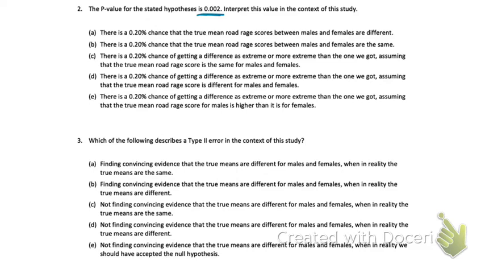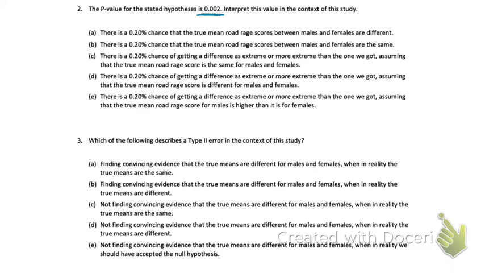There's a 0.2% chance of getting a difference as extreme or more extreme than the one we got, assuming that the true mean is the same. There's a 0.2% chance of getting a difference as extreme or more extreme than the one we got, assuming that the true mean is different. And there's a 0.2% chance of getting a difference as extreme or more extreme than the one we got, assuming that the true mean road rage score for males is higher than it is for females.